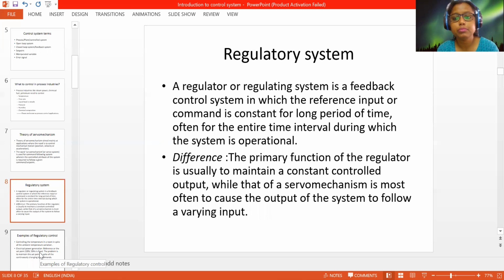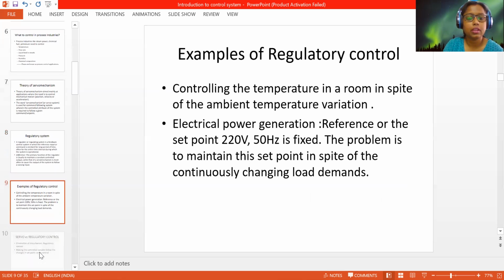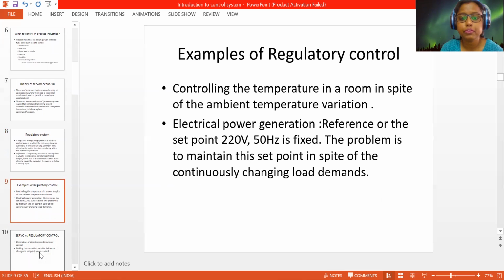A regulatory system is a feedback control system in which the reference input or the command is constant for a long period of time, often for the entire time interval during which the system is operational. The difference is that the primary function of the regulator is usually to maintain a constant control output, while that of a servo mechanism is most often to cause the output of the system to follow a varying input. So these are the basic differences. There are different types of examples of regulatory system.